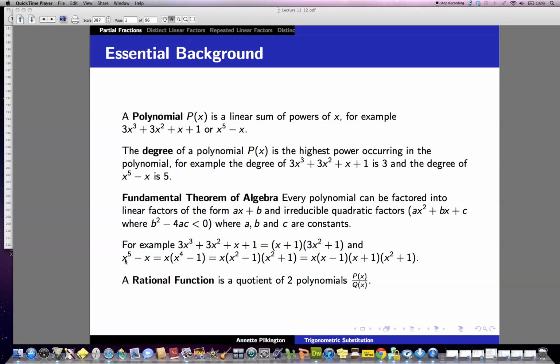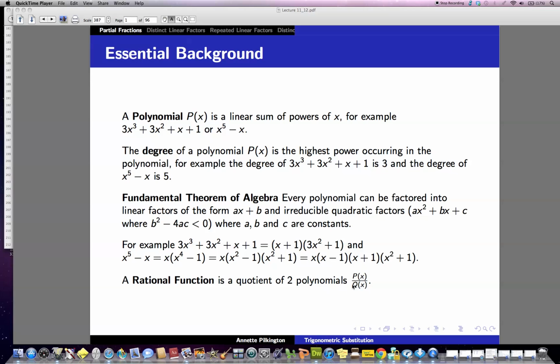And you see here the factorization of x to the 5 minus x. It's x times x minus 1 times x plus 1 times x squared plus 1. And x squared plus 1 is an irreducible quadratic because it has no real roots. There's no real number for which x squared is minus 1. So this polynomial, x to the 5 minus x, has 3 linear factors and 1 irreducible quadratic factor.